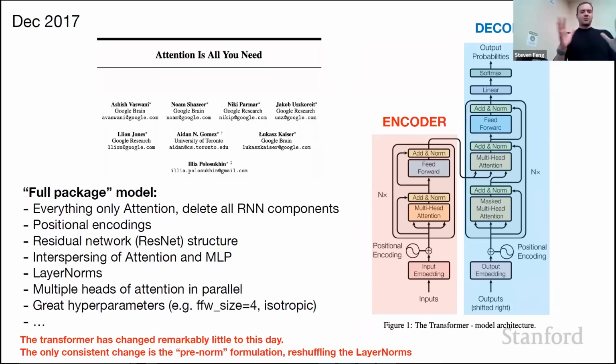They adopted this residual network structure from ResNets. They interspersed attention with multi-layer perceptrons. They used layer norms, which came from a different paper. They introduced the concept of multiple heads of attention that were applied in parallel. And they gave us, I think, a fairly good set of hyperparameters that to this day are used. So the expansion factor in the multi-layer perceptron goes up by 4x, and we'll go into a bit more detail. And this 4x has stuck around.